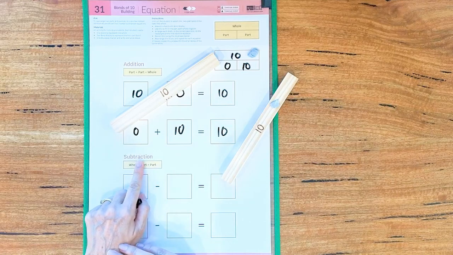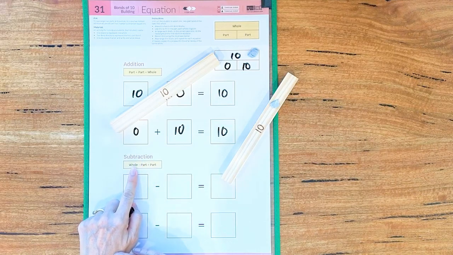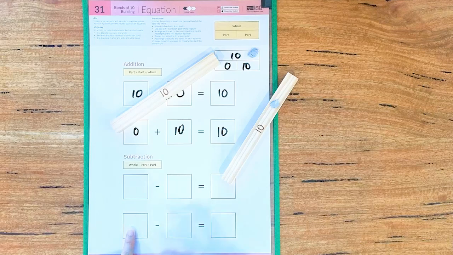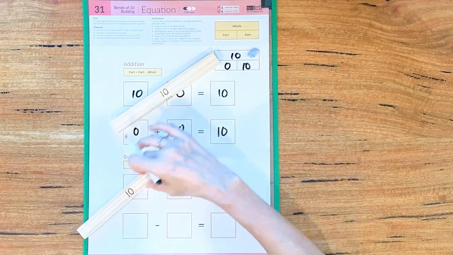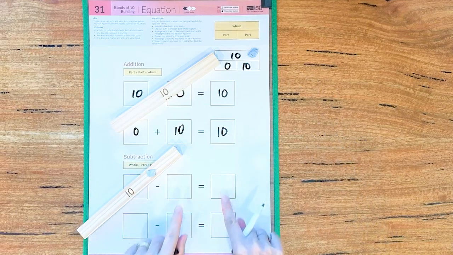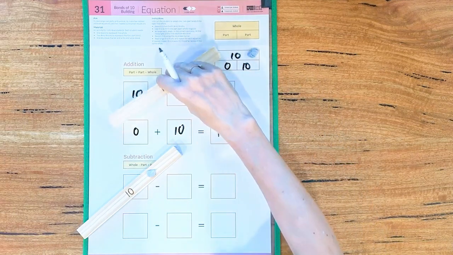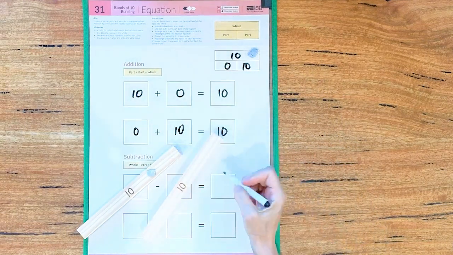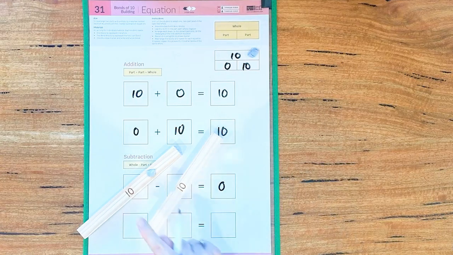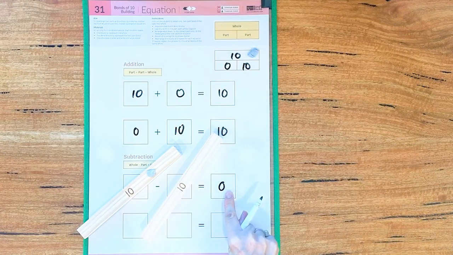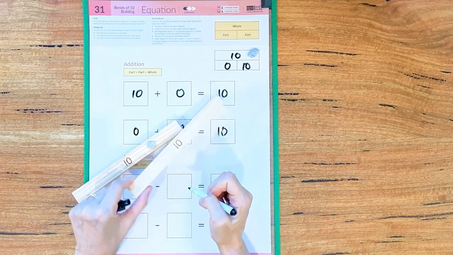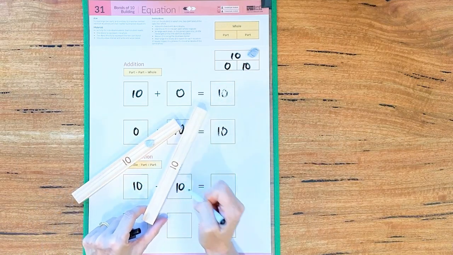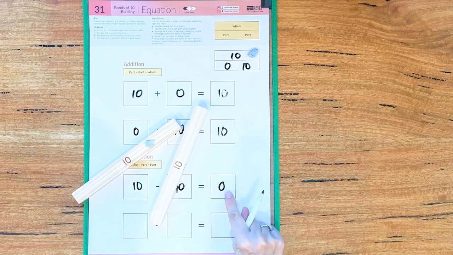When I move to subtraction, I need to remember my whole moves to this position. So I pick up my block that is the whole. My parts then live in these positions. I'll put that one there, and this can be 0. Whole subtract part equals part. The whole of 10 subtract the part of 10 equals the part of 0.